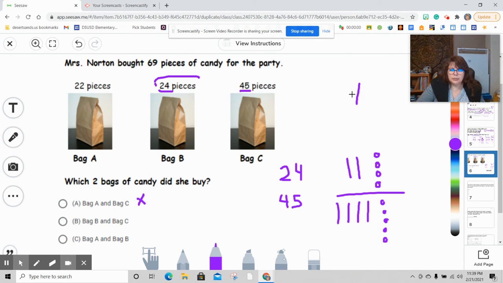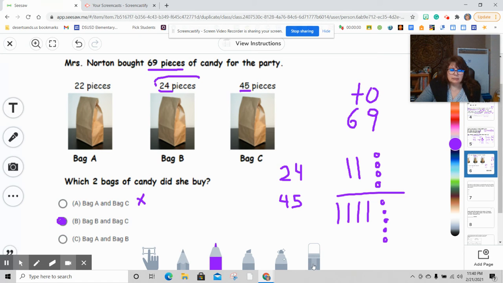Then I'm going to put TO, and then I'm going to ask myself if I can make a 10. I have 5 here and I have 4 here, so no, I cannot. So now I look at how many 10s I have. So I have 6 10s, and I have 5 plus 4 is 9, and that's 69. And that's what I needed, 69 pieces of candy. So this one would be a good choice.